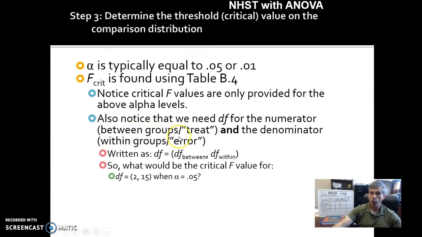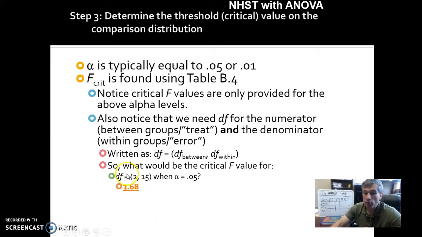That's your between groups or treatment degrees of freedom. The denominator is your within groups or error degrees of freedom. This is always written with the degrees of freedom between first and the degrees of freedom within second. So you could look it up and say, okay, if I have an alpha of 0.05, I have 2 degrees of freedom between groups, 15 within, what would my critical value be? Go ahead and you look it up and you find, okay, 3.68. This means that F ratios greater than 3.68 have less than a 5% chance of happening in that particular distribution with those degrees of freedom.